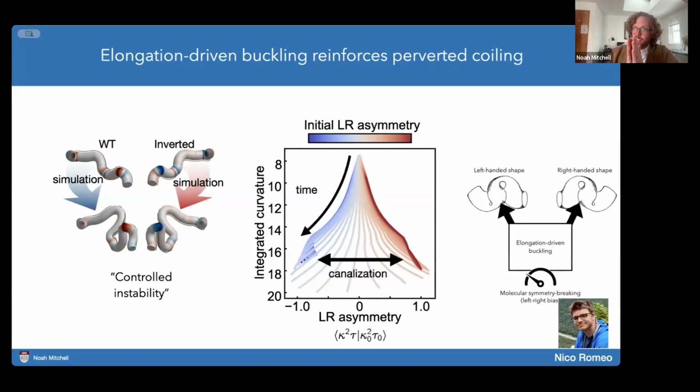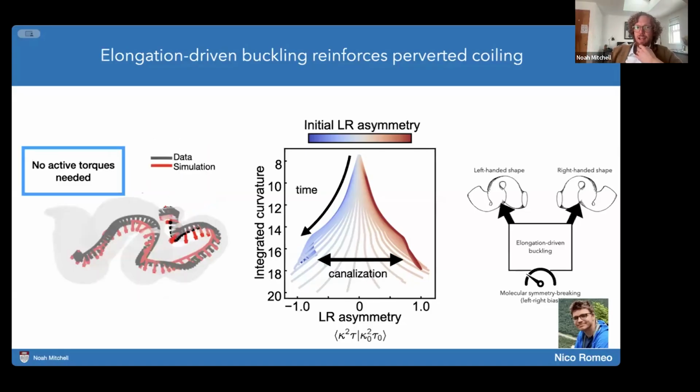And there is a splay in these developmental trajectories, and this is quite insensitive to the different ways that you reduce the shape space. And so that's canalization. That means that the developmental trajectories are mechanically stereotyped and clustered into a right-handed perverted coil and a left-handed perverted coil, subject to these initial asymmetries that are amplified and canalized in this way. And this goes back to Vanessa's original question about whether the twisting is passive or active.